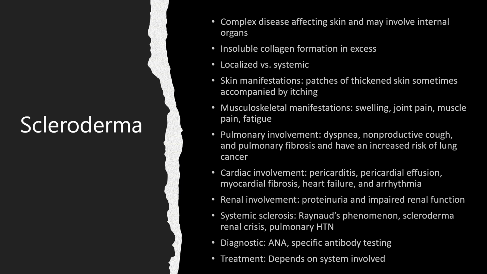Proteinuria and impaired renal function are common with renal involvement. The musculoskeletal complaints include swelling of the hands, joint pain, muscle pain, and fatigue. There's also digital ulcers, hypertension, decreased range of motion of joints, poor nutrition, frequent heartburn, and dysphagia.